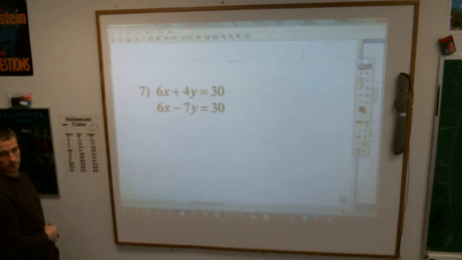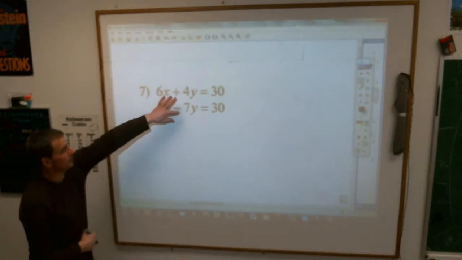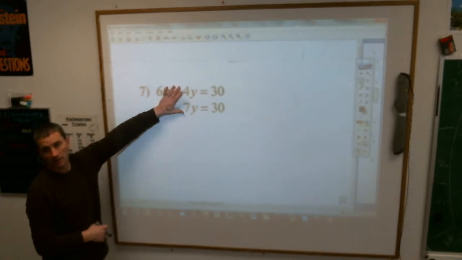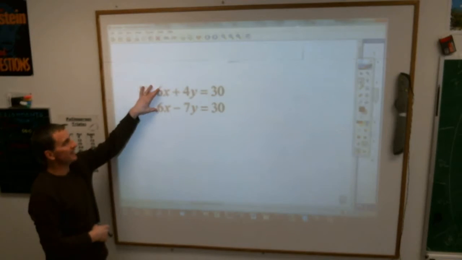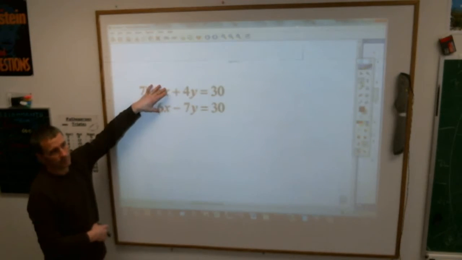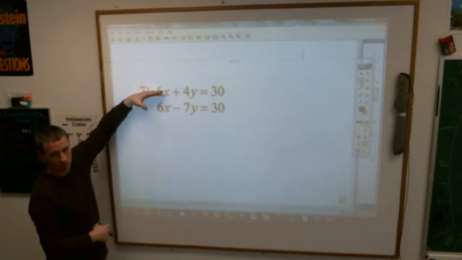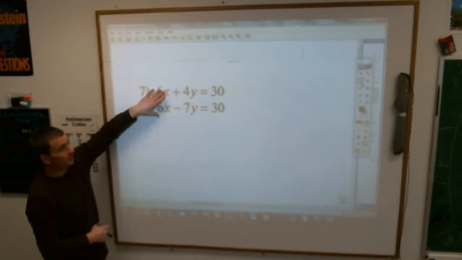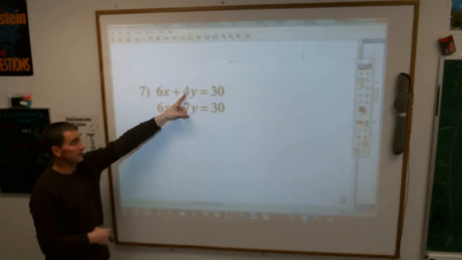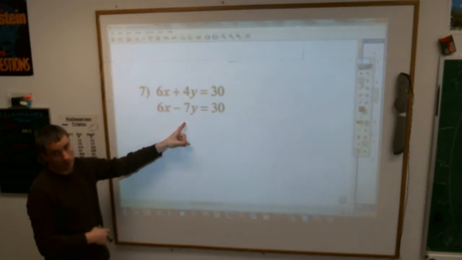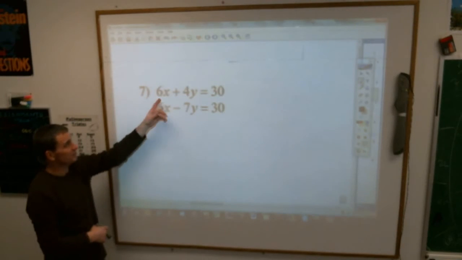Since the second one's already opposite, can you do it? The second one is not opposite. Now, these two are, but they're not the same number, so it doesn't really help you. When you add them together, it needs to be the same coefficient, the same number in front of the variable, to be opposite. I mean, you could multiply this top one by 7 and this one by 4, and then they'd be opposites and you could do it.